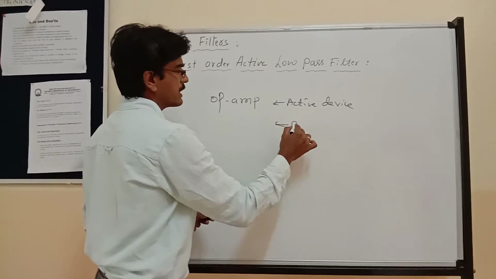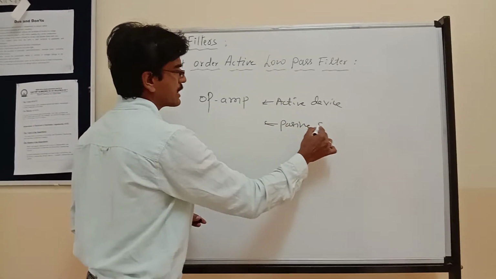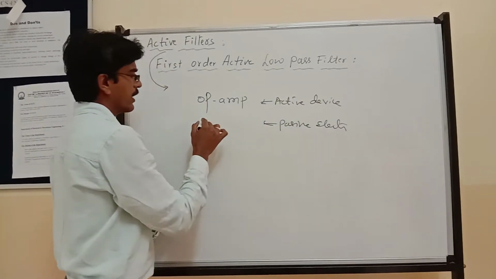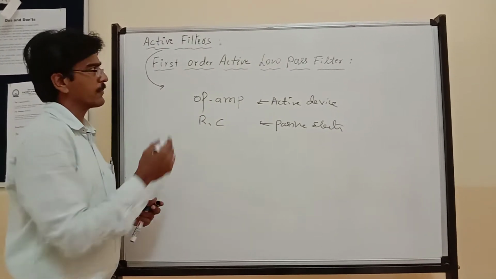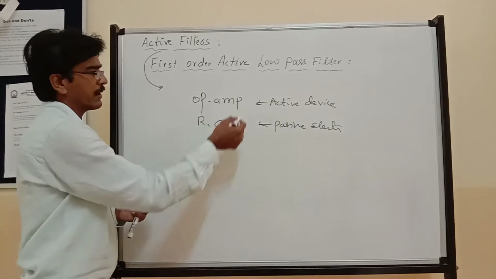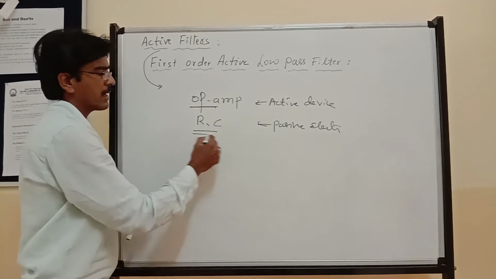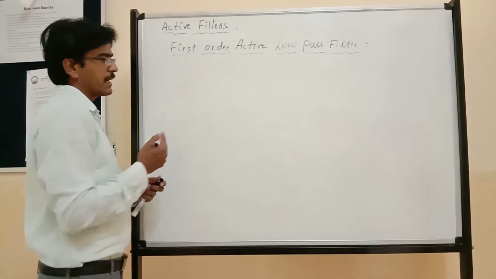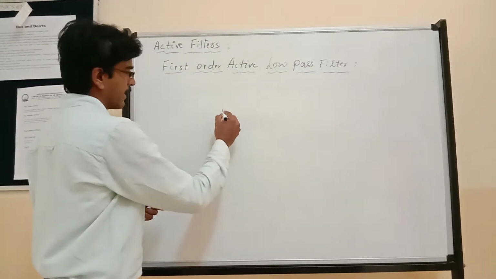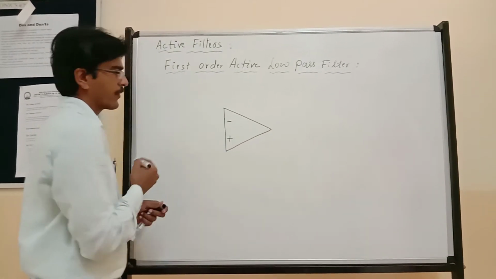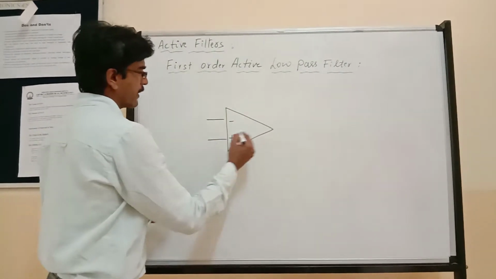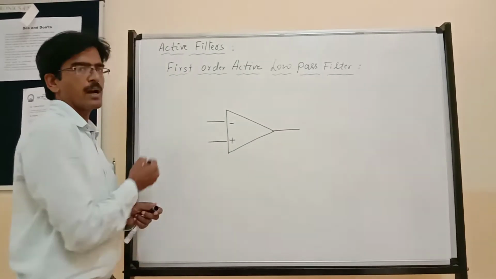So what are the passive elements we are going to use? Passive elements, they are resistors and capacitors. Now let us construct a filter using one op-amp and an RC network. Okay, now let us write an operational amplifier. This is an operational amplifier which is an active device.